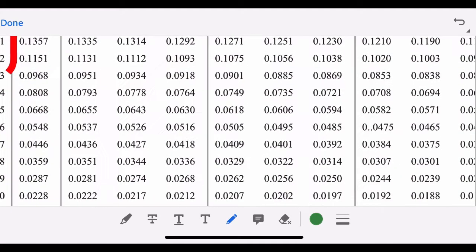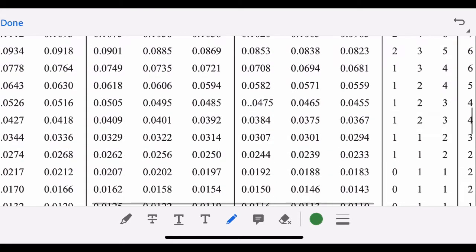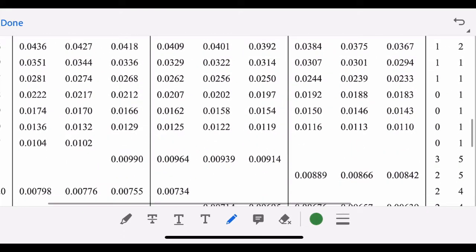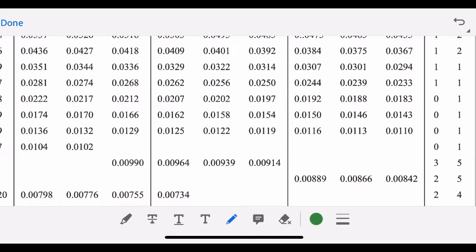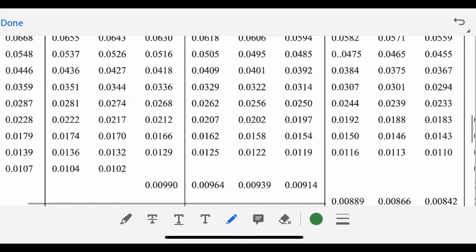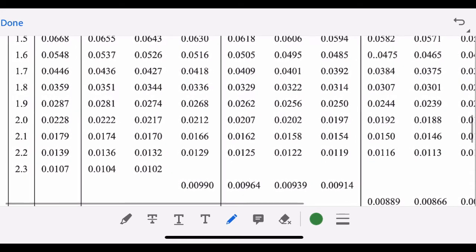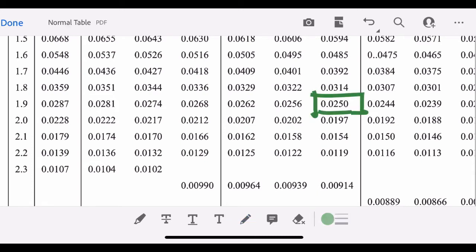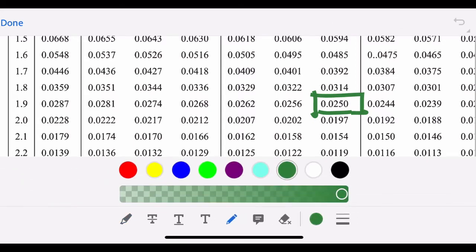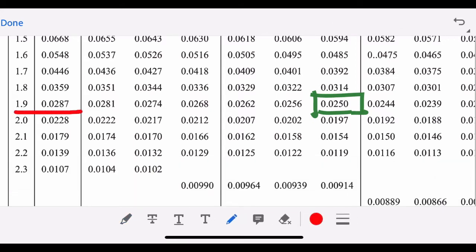So 0.025, where is it? We have to scroll down. So 0.023, alright, we check carefully, 0.025. I can see it's here, exactly. So this is the probability given. What is the Z score? You must read using a ruler, pointing like this here. It's 1.9, isn't it?